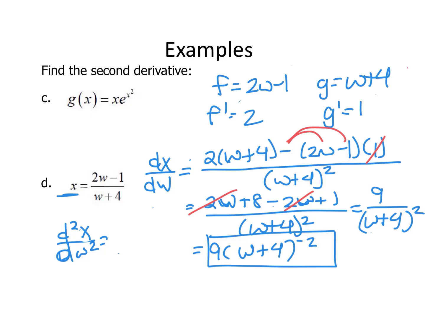So when I take the derivative of the w plus 4 to the negative 2, I'm going to bring this negative 2 down in front. That's going to give me negative 18 times w plus 4 to the negative 3.